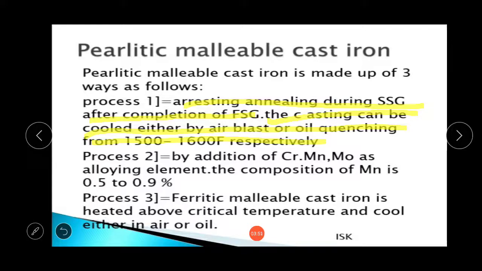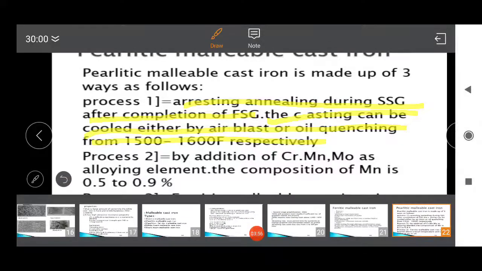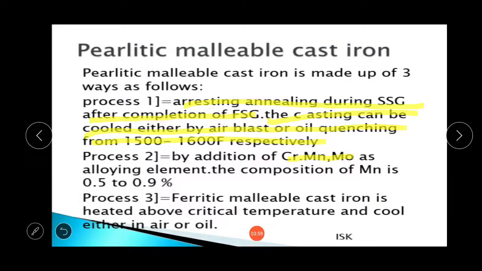Next process is by addition of chromium, manganese and molybdenum, and the composition is 0.5 to 0.9 percentage. Next process is ferritic malleable cast iron is heated above the critical temperature and cooled either by air or oil. These are the three processes to create a pearlitic malleable cast iron.